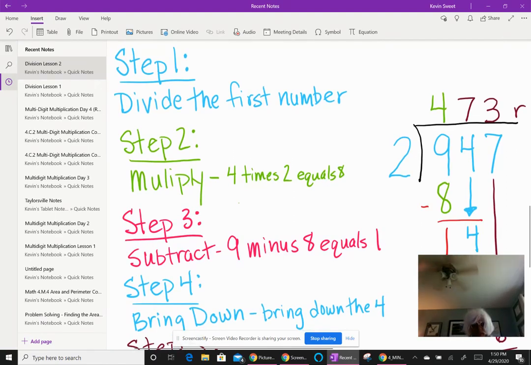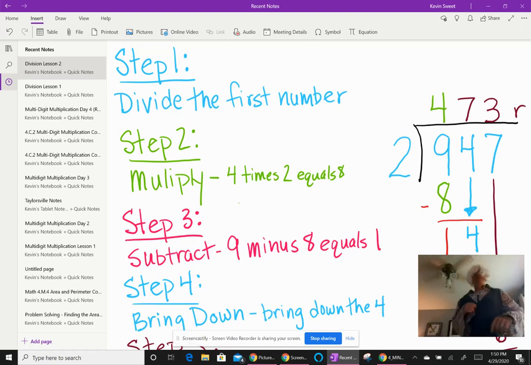Guys, everybody stand up. Fourth grade, do it with me. So we're going to warm up. Point to the corner, point to the ceiling. 1, 2, 3. Divide, multiply, subtract, bring down, repeat. Let's try it again. Let's warm those arms up. 1, 2, 3. Divide, multiply, subtract, bring down, repeat.